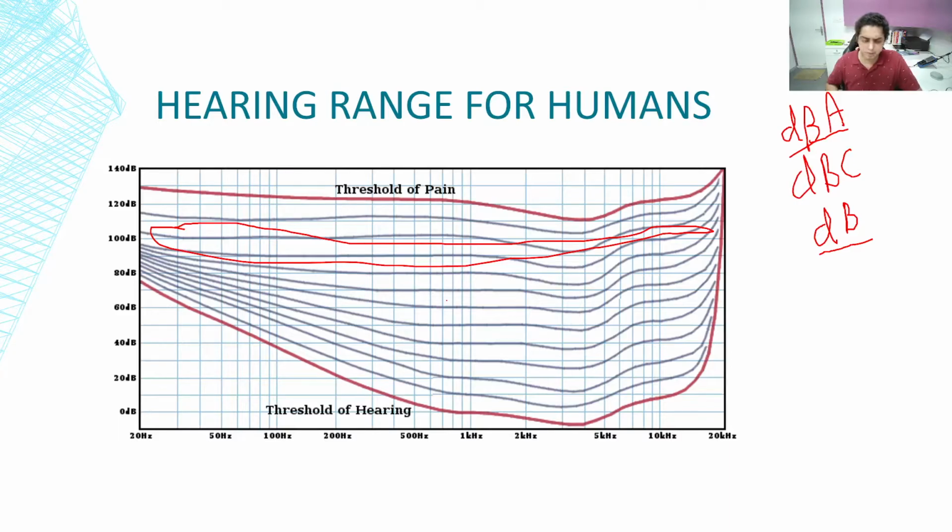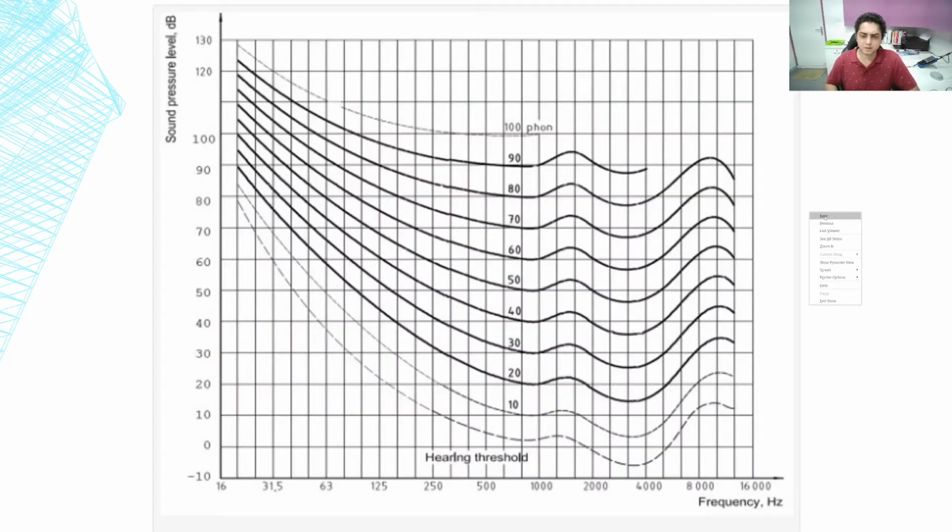But the dBc weighting is used in industrial settings. So let's see how to create those weightings. The weightings are there just because the human sensitivity to different frequencies is different. This is the graph of various phon levels. This is derived from the equal loudness contours. So I'll just tell you how to calculate the A weighting and the C weighting.